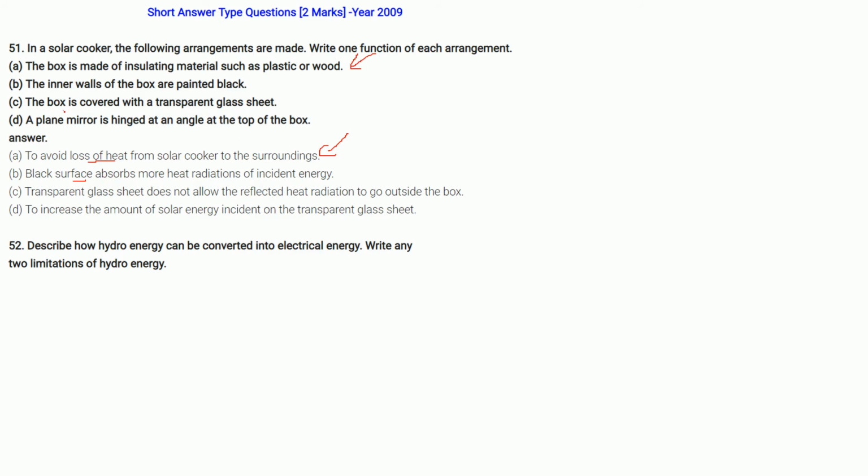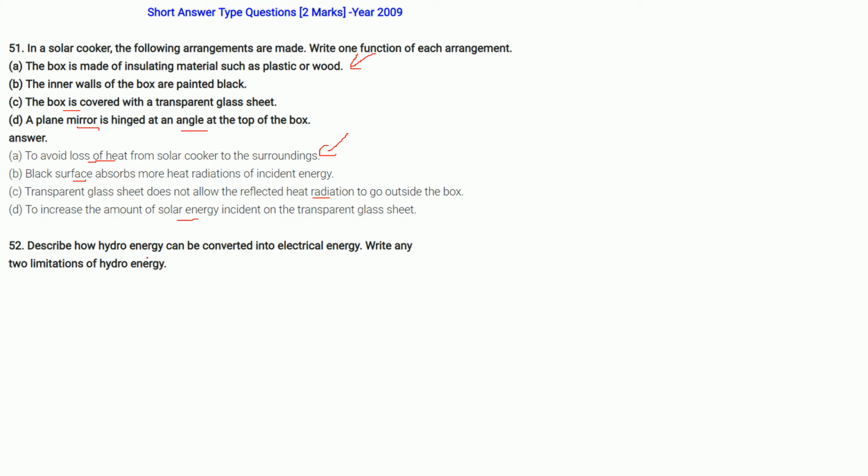The box is covered with a transparent glass sheet. Now the transparent glass sheet does not allow the reflected heat radiation to go outside the box. It remains inside the box. The plane mirror is hinged at an angle at the top of the box. To increase the amount of solar energy incident on the transparent glass sheet, that is why this is done.